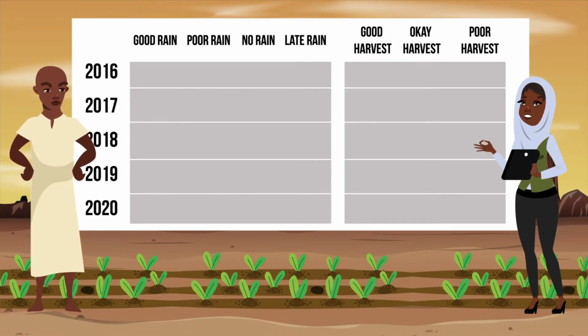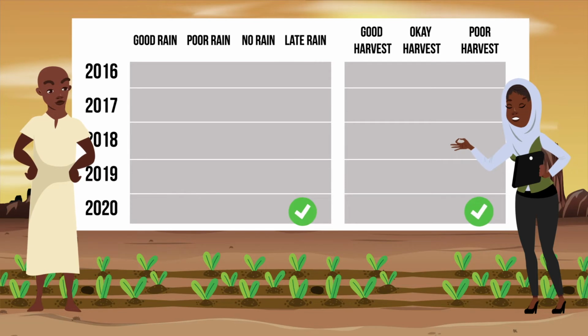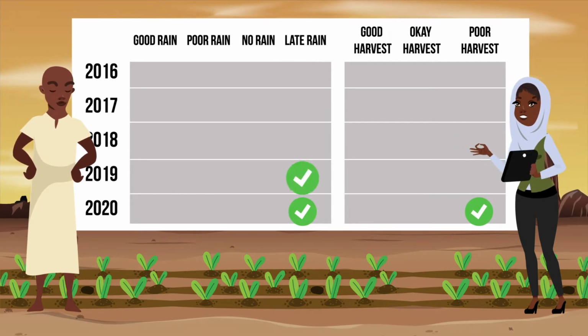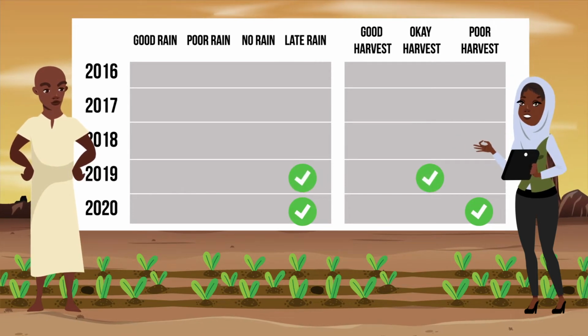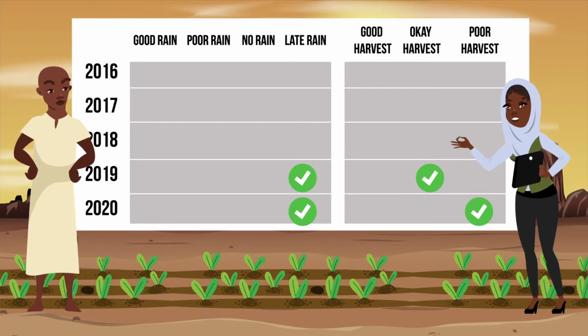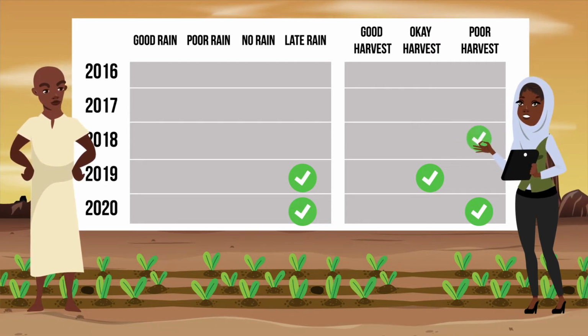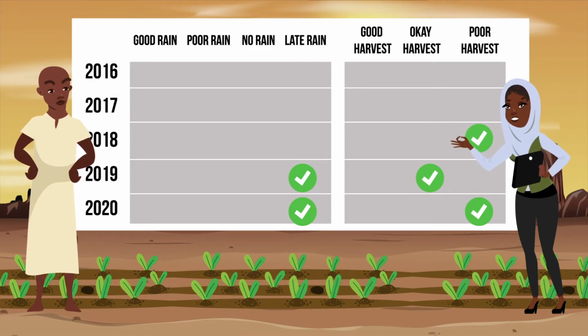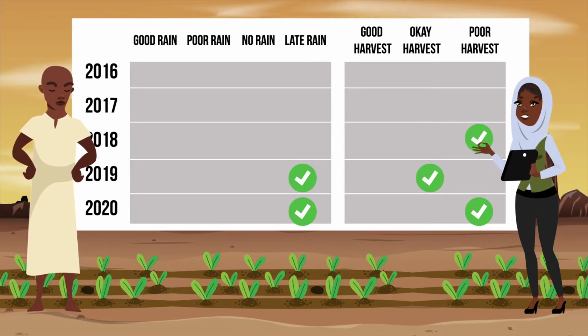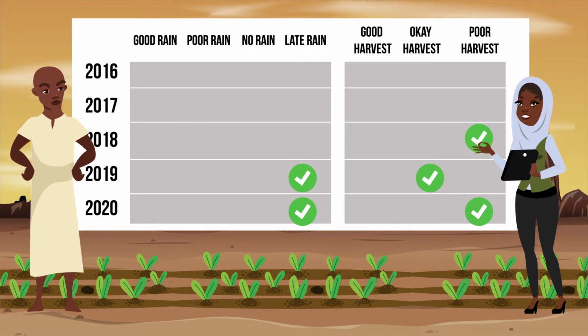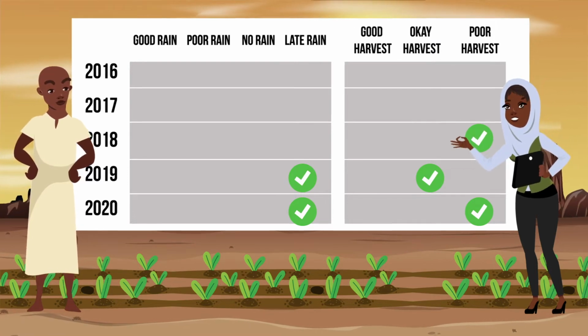Farmer: "It was a bad year because the rains were late." How about 2019? "Not too bad. The rains were a bit late, but there was enough rain for the crops. It wasn't too hot." 2018. "2018 was a terrible year. There was almost no rain. We had to get food aid from the government, and so on."